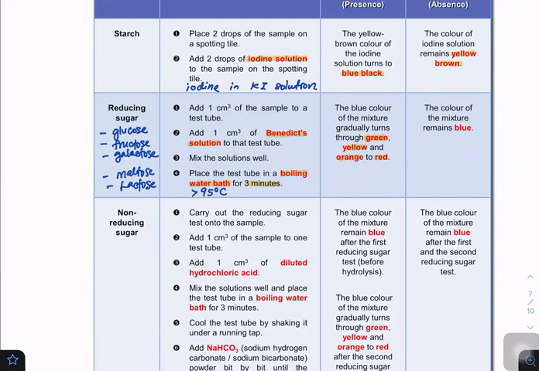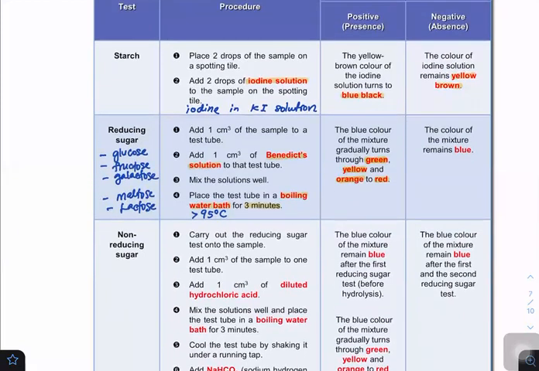Are you clear? Okay, the principle behind how this happens, I will teach you guys when we go to the lab. Are you clear? I will do the briefing before, then we will be able to see how the change in color actually takes place. As long as you can get green, yellow, orange, red, or brick red, it means that reducing sugar is present. But if no reducing sugar is present, the mixture remains blue.